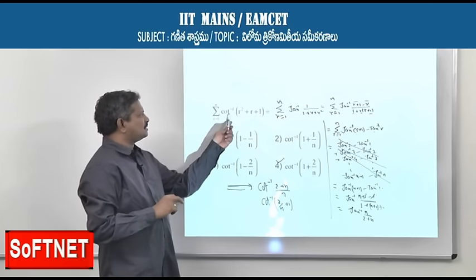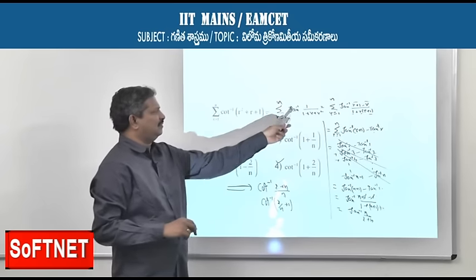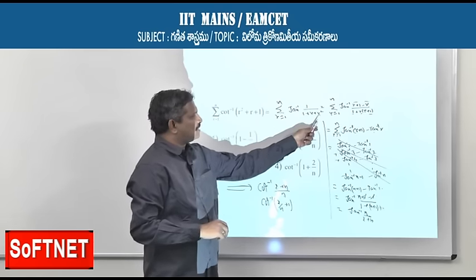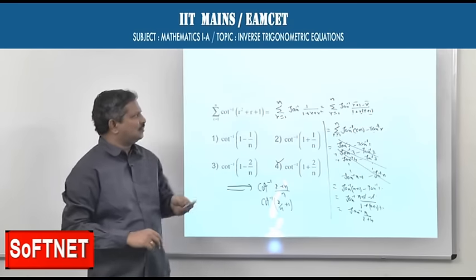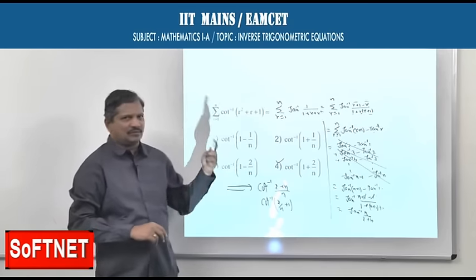It's a very, very typical important problem. The only thing is, cot inverse we wrote as tan inverse. Then 1 plus r square I wrote as 1 plus r into r plus 1, r plus 1 into r. If you know that, it's over. Coming to one more question.